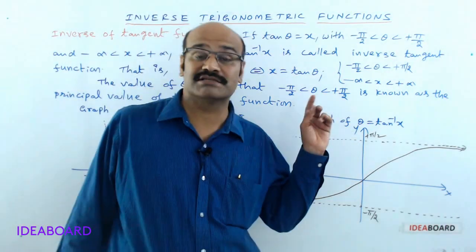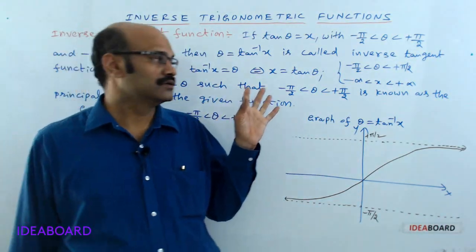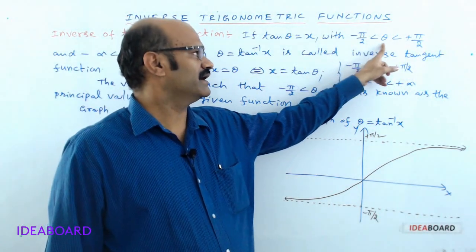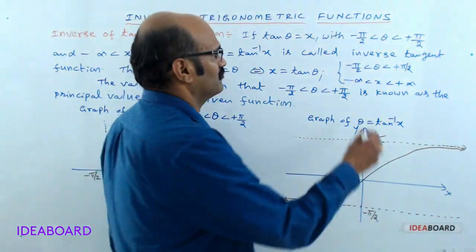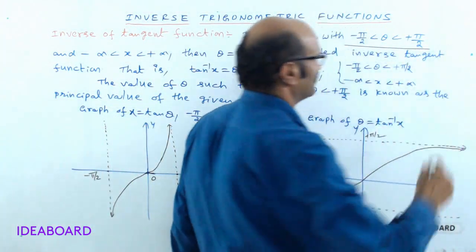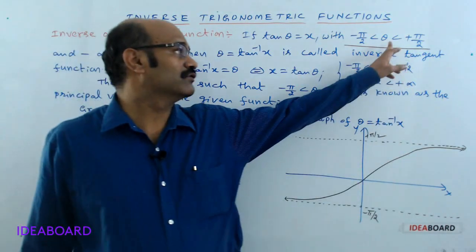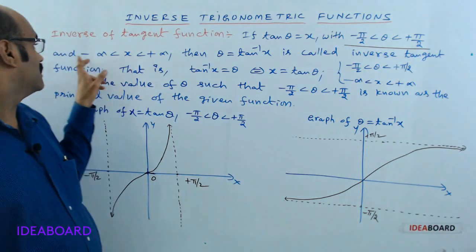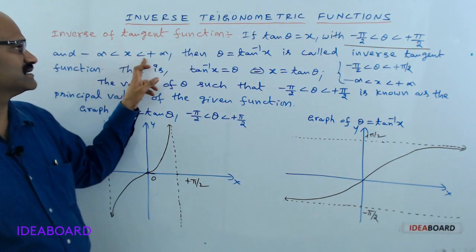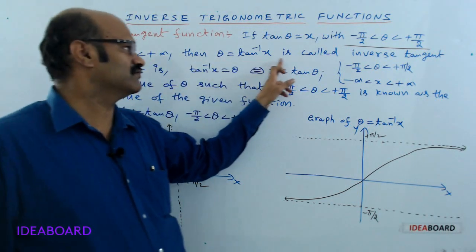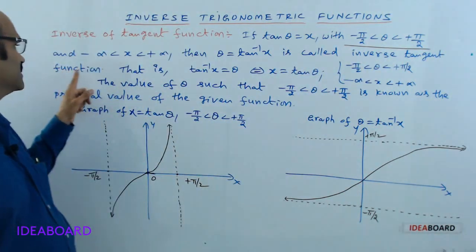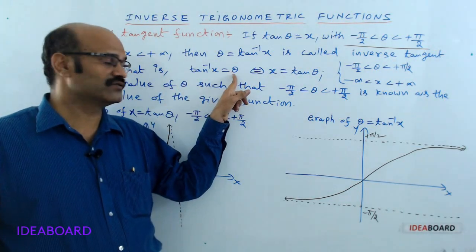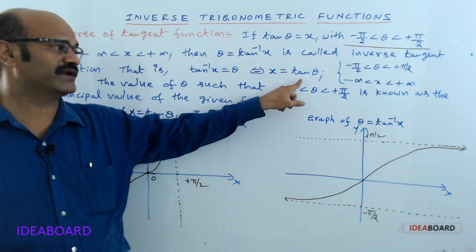Now we have to discuss the inverse of the tangent function. If tan theta equal to x with minus pi by 2 less than theta less than plus pi by 2, here we have to restrict the domain to minus pi by 2 to plus pi by 2. Then only we say that the given function is bijective. And minus infinity less than x less than plus infinity, then theta equal to tan inverse x is called the inverse tangent function. That is, whenever we have tan inverse x equal to theta, it implies x equal to tan theta.